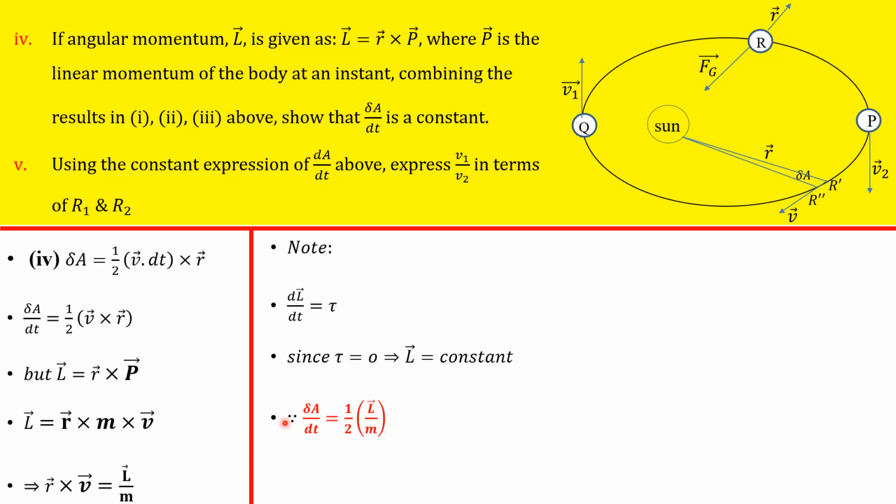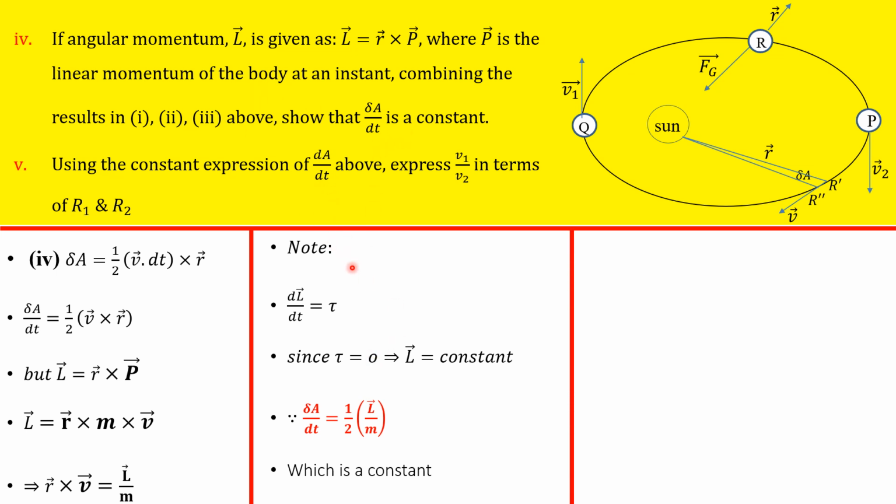That is very important because it now permits you to say, watch this. This is our dA/dt here, which is half v cross r. Now our r cross v there is L over m. So we have half L over m. L is a constant, m is a constant. That means that dA/dt is a constant. So right there, that's the proof: dA/dt is a constant.